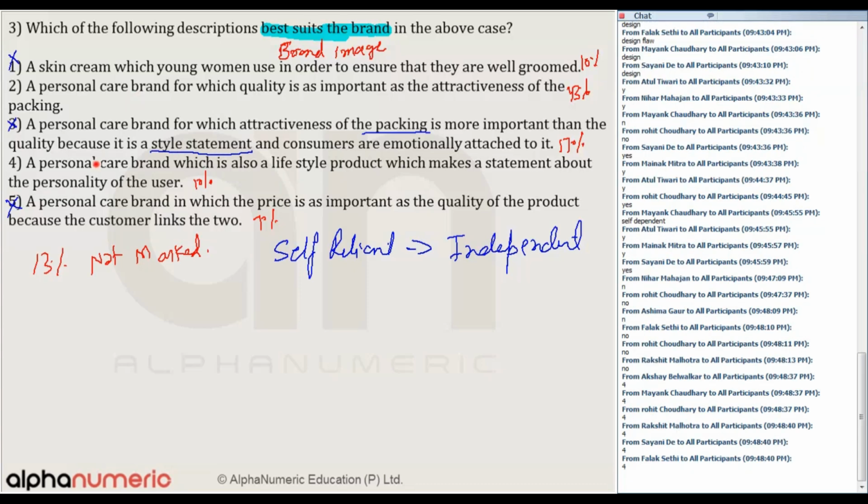Option number 2 is a very general statement that quality is as important as the attractiveness of the package. That's a general statement which is true for any skincare product. Yes or no? Which is true for any personal care brand or any skincare product. So the correct answer for this question is, of course, option number 4. So let me mark the answer. Any doubts to anyone?